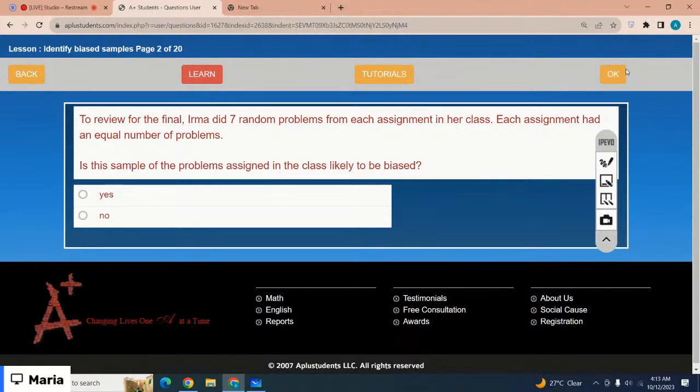In a biased sample, some people or items are more likely to be chosen than others, right? So, Irma divided the problems into equal size groups by assignment and then chose an equal number of problems from each assignment. So, it is representative data, it is not likely to be biased. So, the correct option is no.